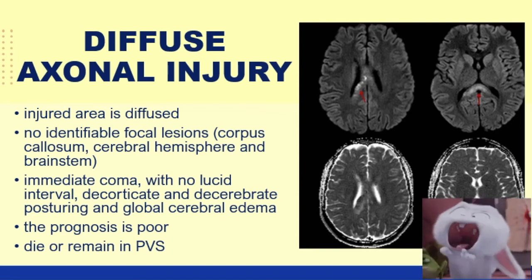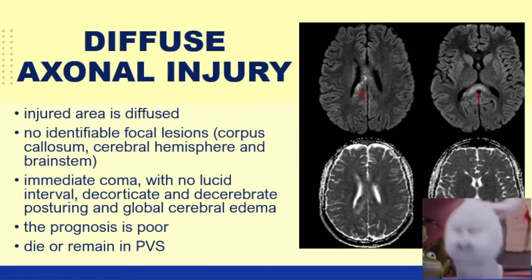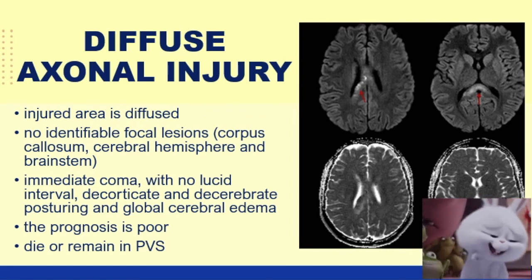Then, class, injured area is usually diffuse. In diffuse axonal injury, there is no identifiable focal lesions. Let's say, for example, your corpus callosum, cerebral hemisphere, and brainstem. There is no identifiable focal lesions. Immediate coma may result with no lucid interval, decorticate and decerebrate posturing, and global cerebral edema. Prognosis for this kind of patient tends to be poor, and then they may die or remain in persistent vegetative state. If ever they will be able to survive, they will be in a persistent vegetative state.